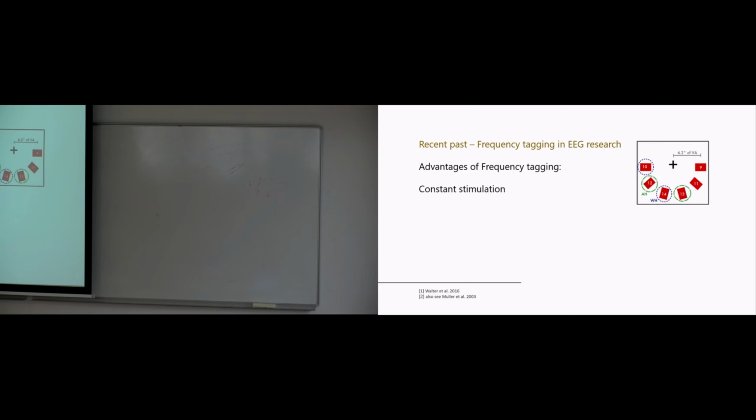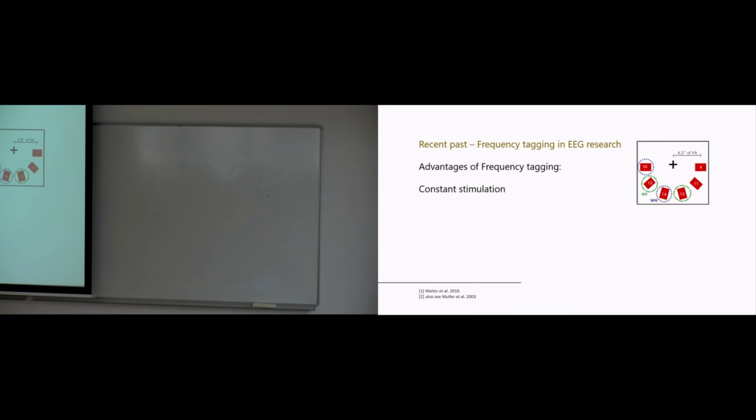Suffice to say that this was also about attentional allocation. We wanted to see whether participants can split their spotlight of attention. And the good thing, another advantage, on top of being able to track the processing of several stimuli at a time, is that you have rather constant stimulation. So apart from the fact that it's flickering, it's going to be there for several seconds. So you have, if you wish, stimulus constancy, right?